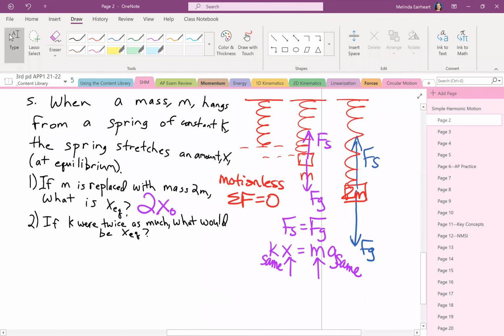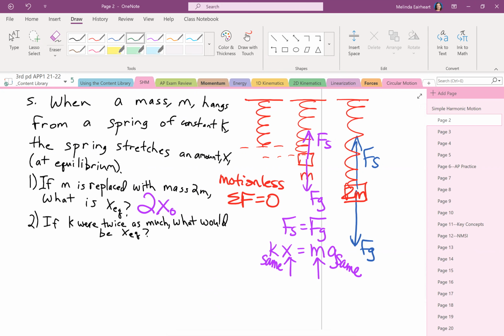All right. Part 2, reset back to normal. Now, what if k was twice as big, twice as much? So we take a weak spring and then we double the strength, right? Remember, spring constant tells us how weak or how strong the spring is. How much would it stretch from equilibrium? And so it's still just going to hang there.